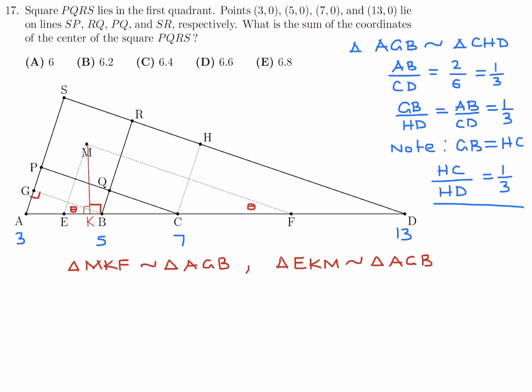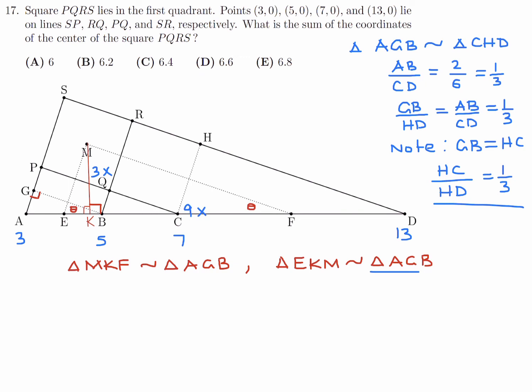So what I will do now is start labeling these. We have to give these values. I know that the ratio of the sides of any triangle that's similar to AGB will be 1 over 3. So since MKF is similar to AGB, this, compared to that, will be a ratio of 1 to 3. So MK I will label 3x, and therefore KF, this whole guy, will be 9x. So I'll put that there.